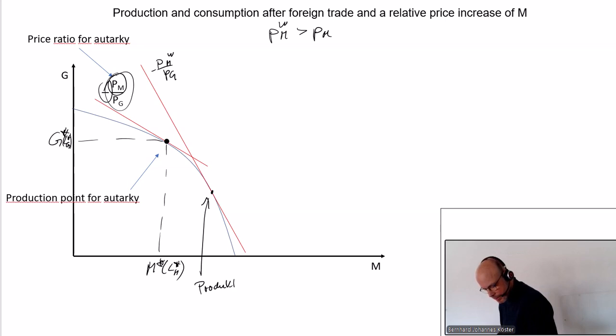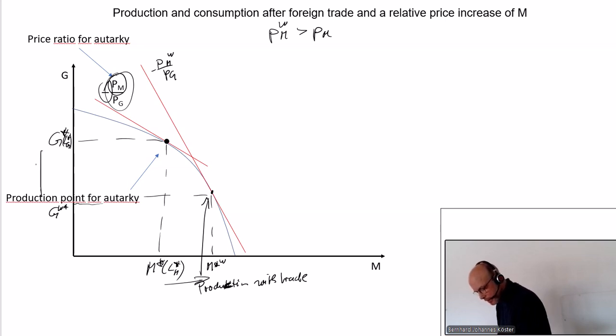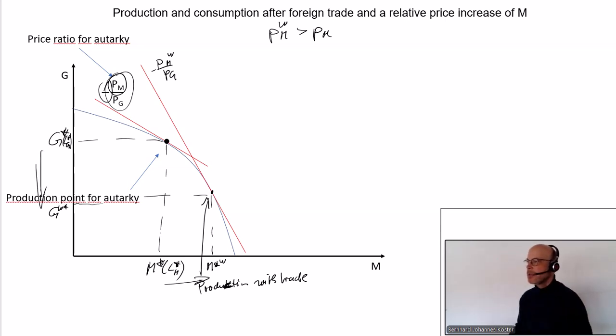Production with trade. And this would be this increase, so our exports of machinery, and GW star, this is our decrease in the production in the agricultural sector.